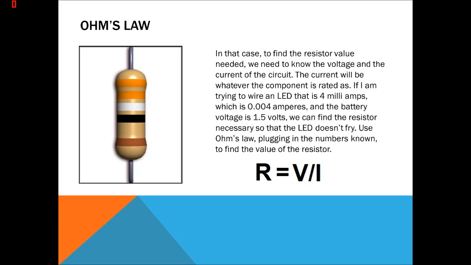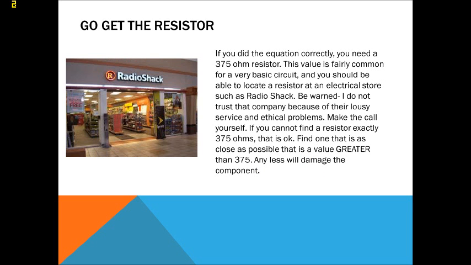If I am trying to wire an LED that is rated at 4 milliamps, which is 0.004 amperes, and the battery voltage is 1.5 volts, we can find the resistor necessary so that the LED doesn't fry. Use Ohm's law, plugging in the numbers known, to find the value of the resistor. If you did the equation correctly, you need a 375 ohm resistor.